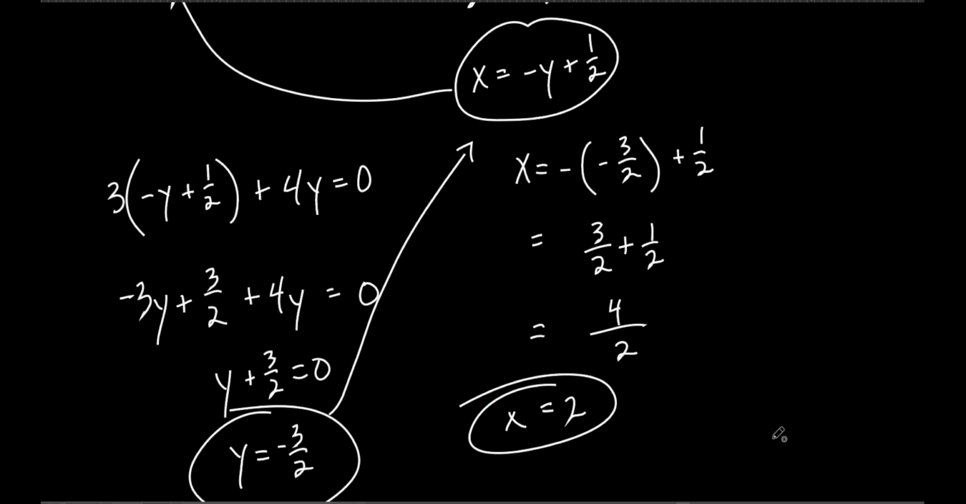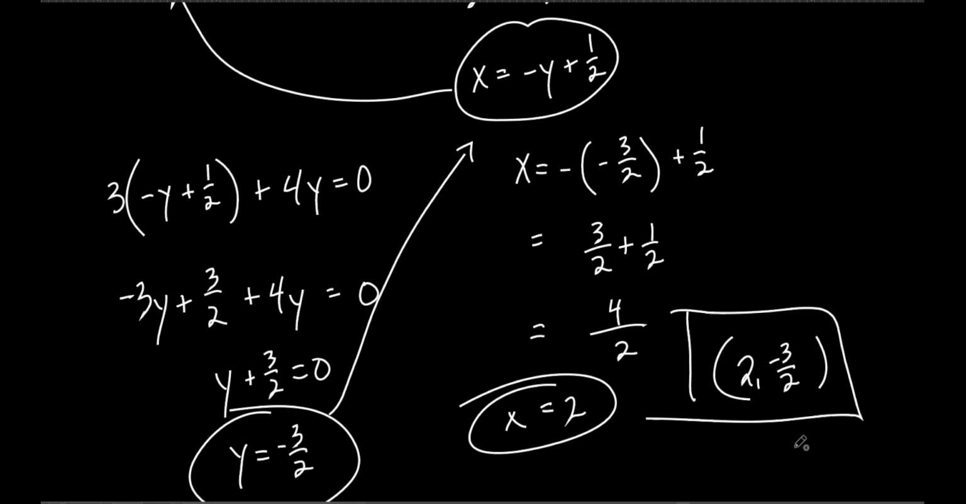So the fractions look scary at first, right, when we started doing this stuff right here, but really, we didn't even have to worry about them. So it's 2, negative 3 over 2. That right there is your answer.